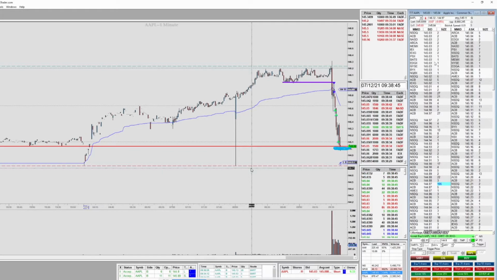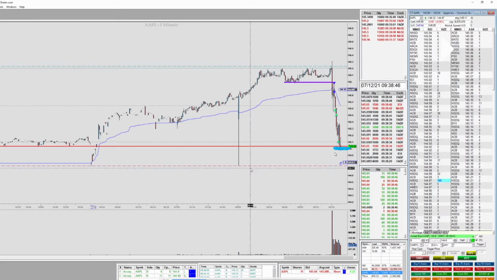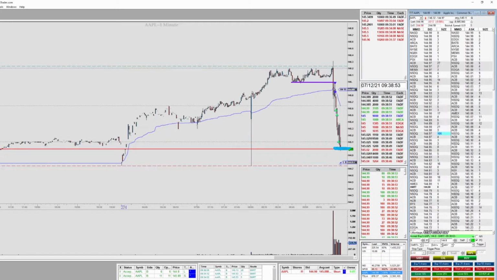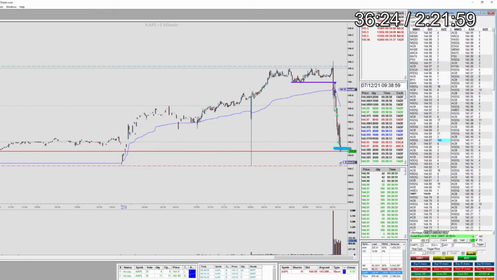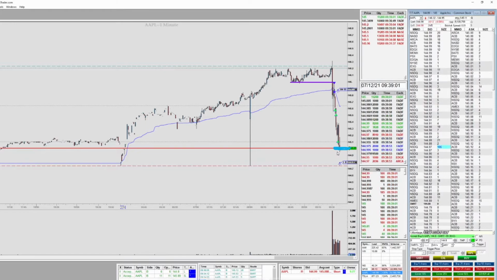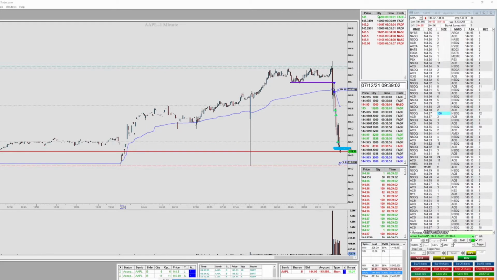And so watch this. When we go back through 145 again, something happens. Right here, boom. So there we get the big block order at 145. For whatever reason, it went away on the level 2. You couldn't see it anymore.